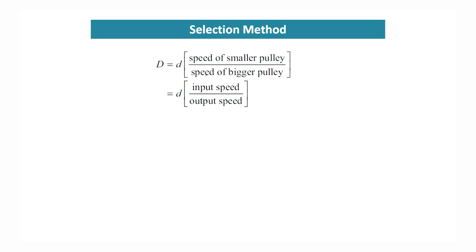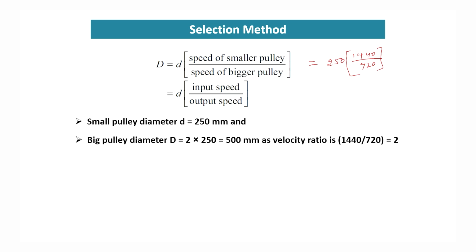The bigger diameter is obtained from the smaller diameter multiplied by the speed of the smaller pulley over the speed of the bigger pulley. Now, the smaller pulley is selected as 250 mm, the speed of the smaller pulley is 1440 and the speed of the bigger pulley is 720, which gives a ratio of 2. So, from this relationship we get the diameter of the bigger pulley as 500.